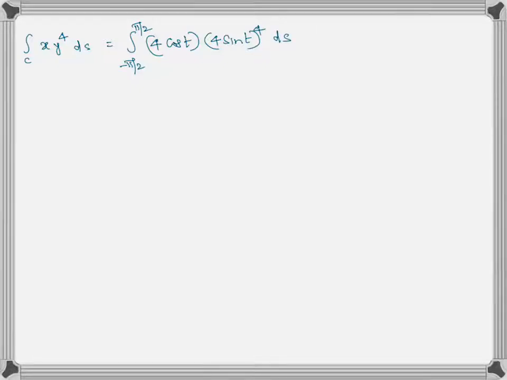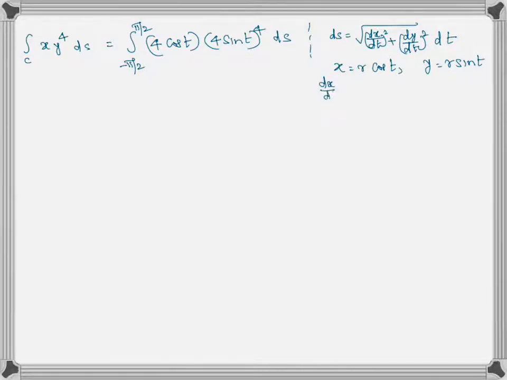What is ds? It is the square root of dx by dt the whole square plus dy by dt the whole square, dt. So we have to compute dx by dt and dy by dt. x equal to, in general, r cosine t, and in this case the radius is 4. So x equal to 4 cosine t, y equal to 4 sine t. So dx by dt would be negative r sine t, or negative 4 sine t. dy by dt is 4 cosine of t.